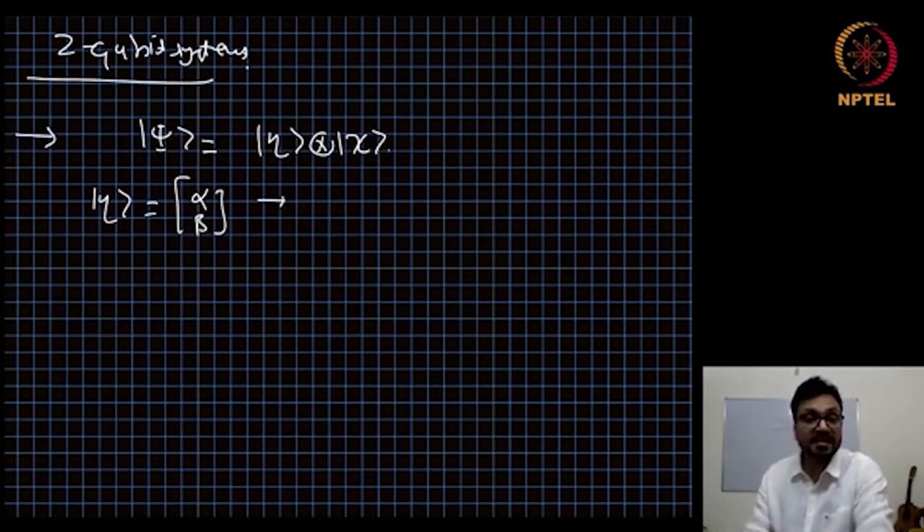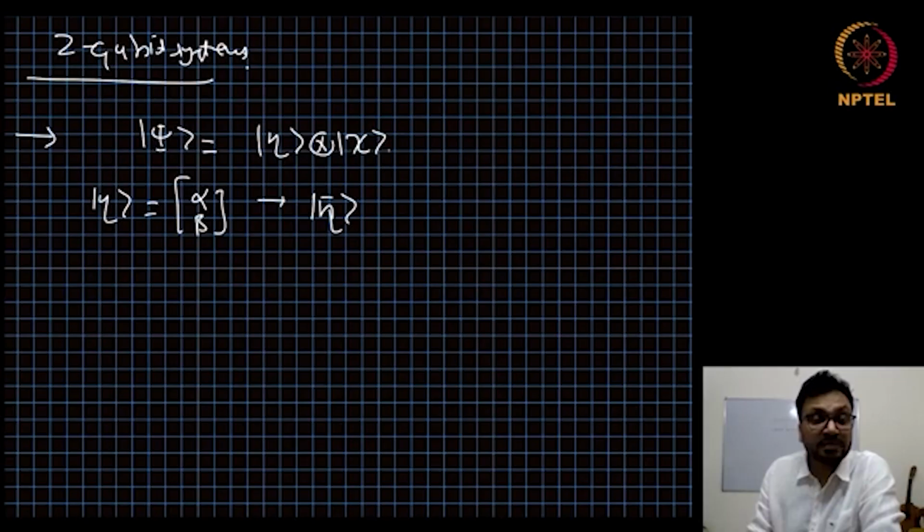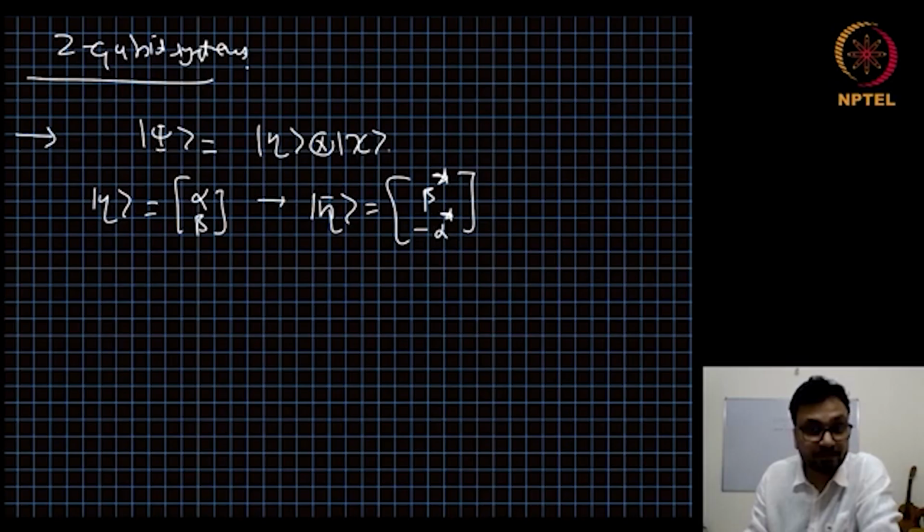state eta bar, which is orthogonal to eta, and that we can write as beta star, minus alpha star, or minus beta star, alpha star. So you can check that eta bar and eta are orthogonal to each other, and all the orthogonal states you can find orthogonal to eta will be related to eta bar by an overall phase. That's all.